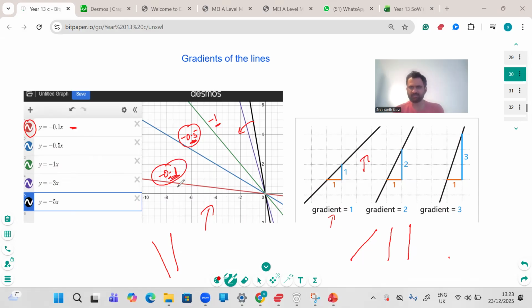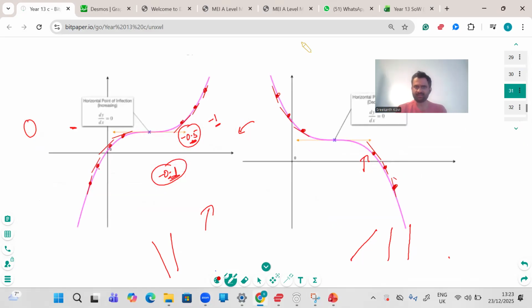This idea should be pretty much clear in order to understand the behavior of the tangents on the curves when we do stationary points, point of inflection, and that stuff. So we'll go to the next slide here. For example, you can see this is a point of inflection. This is a point of inflection. This is also a point of inflection. Let's try to understand the nature of the tangents before the point of inflection and after the point of inflection.